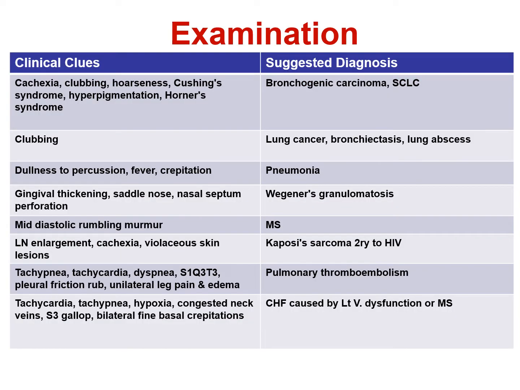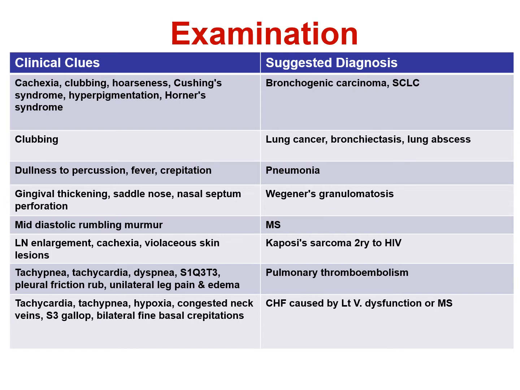After taking a history from your patient, you will do an examination. Okay, during the examination, if your patient is cachectic, has clubbing, hoarseness of voice, Cushing syndrome, hyperpigmentation, or Horner's syndrome, all these signs are called paraneoplastic syndromes. So you will suggest bronchogenic carcinoma, squamous cell lung cancer, or small cell lung cancer. If your patient has clubbing, the differential diagnosis of clubbing and hemoptysis will be lung cancer, bronchiectasis, and lung abscess.